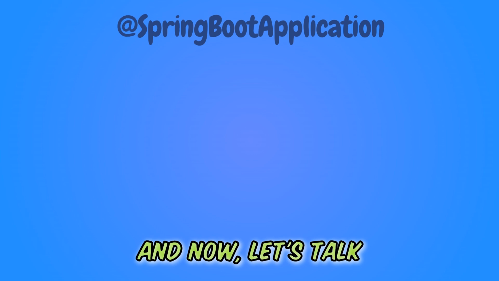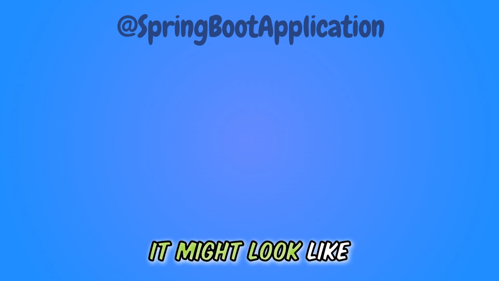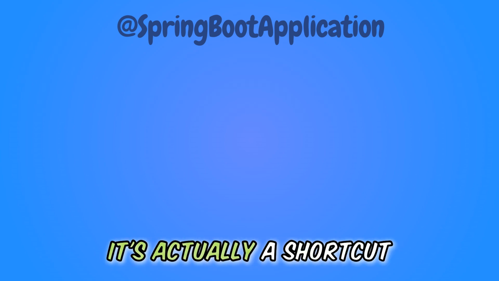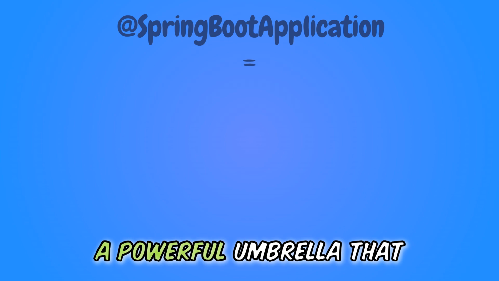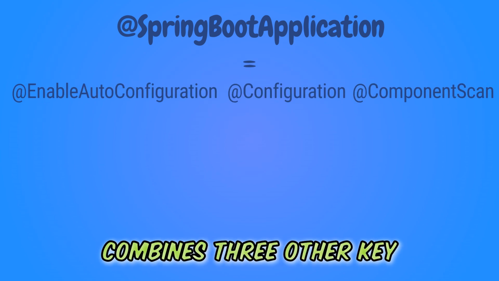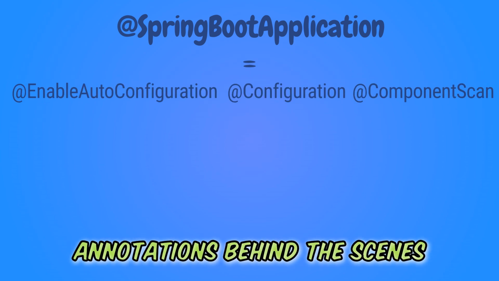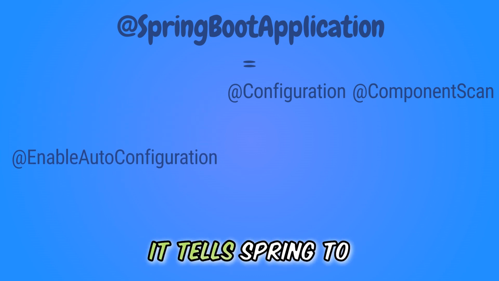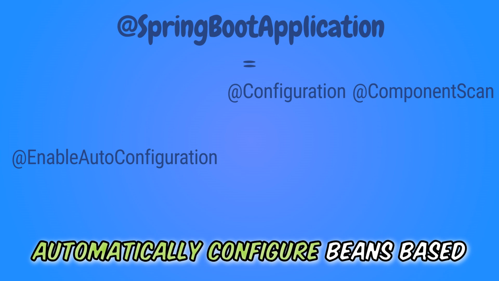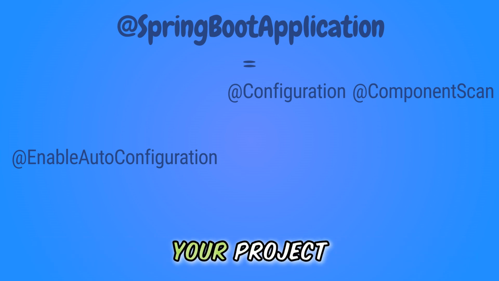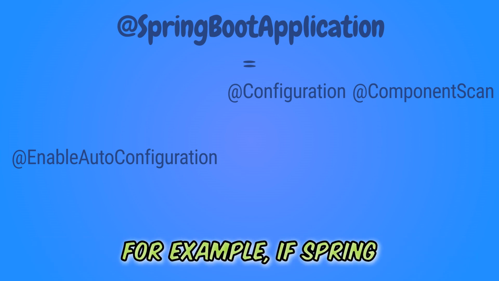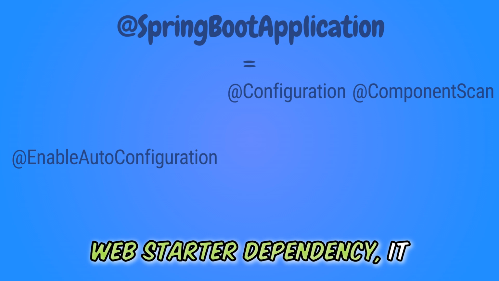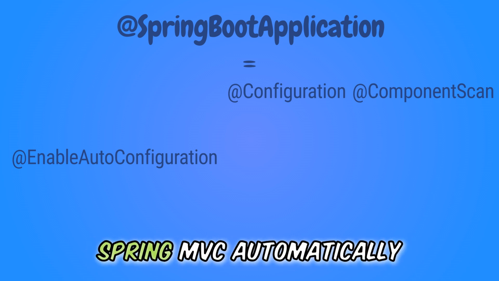And now, let's talk about one of the most important annotations in any Spring Boot application. It might look like just one annotation, but it's actually a shortcut. A powerful umbrella that combines three other key annotations behind the scenes. This is what makes Spring Boot magical. It tells Spring to automatically configure beans based on the dependencies in your project. For example, if Spring sees you have a web starter dependency, it sets up Tomcat and Spring MVC automatically.